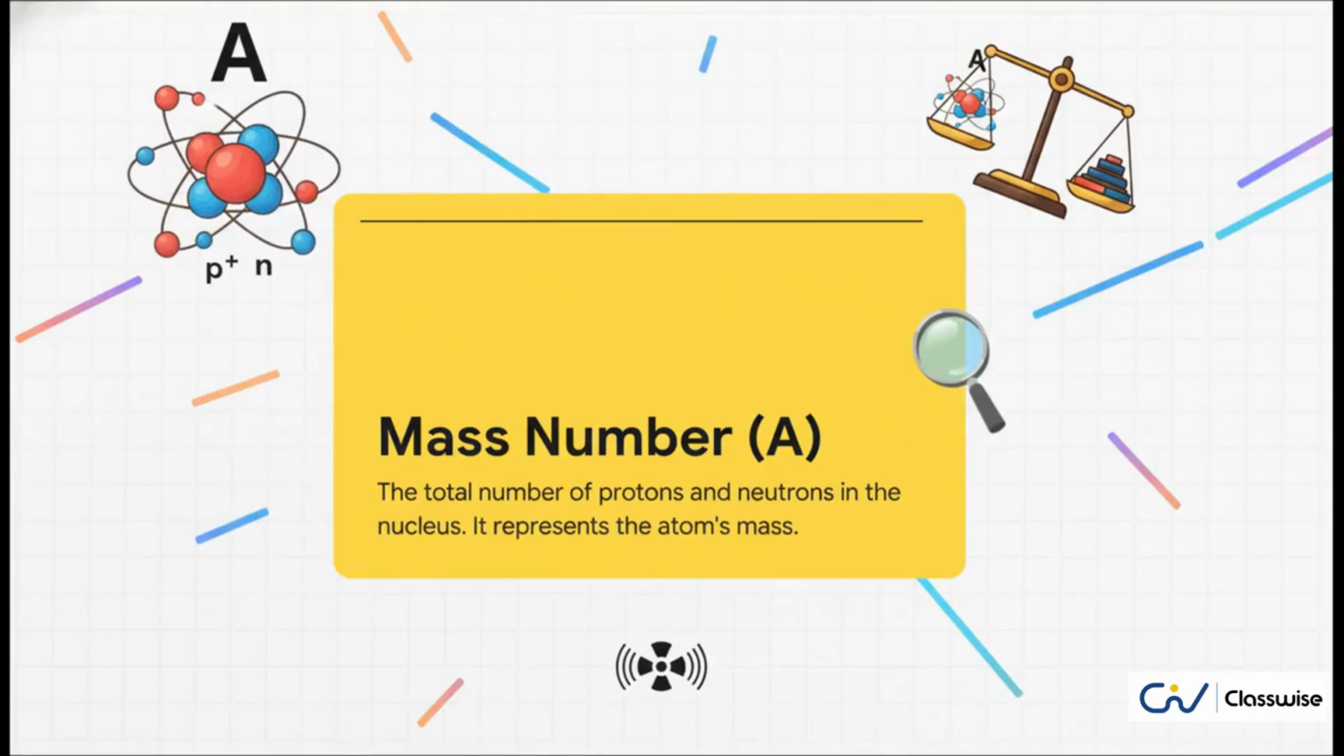And then we have the mass number, which we call A. This one is just the total number of protons and neutrons all bundled together. It's what gives the atom its heft, its weight. So remember, Z is who you are, A is how much you weigh.